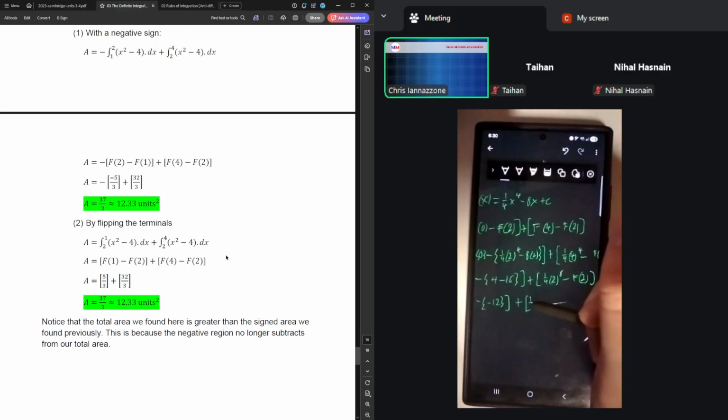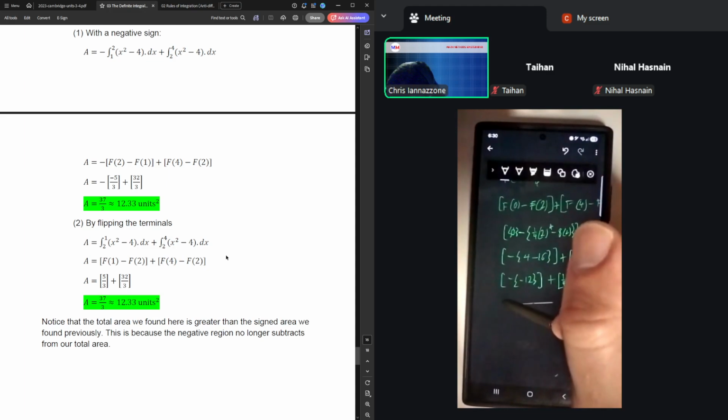2 to the 8, that's a bit easier to calculate now, so 2, 4, 8, 16, 32, 64, 128, 256. Knowing your powers of 2, very important. Capital F of 2, so we know that's going to be minus 12. Let's put that one in there.